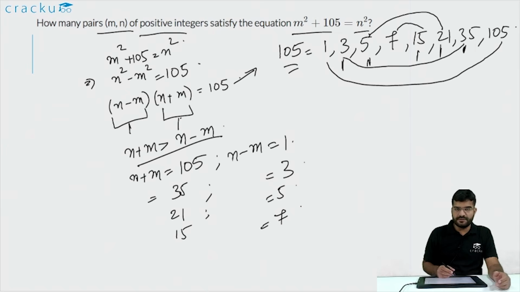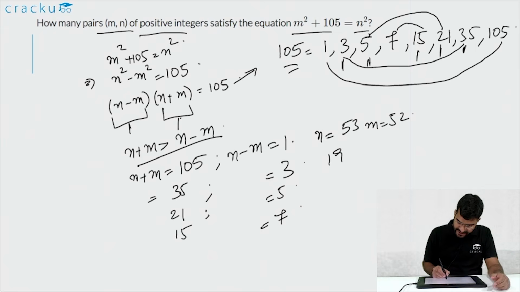Now if you calculate the actual values of n and m using these four equations, you will get that n is equal to 53 and m is equal to 52 in the first case. Similarly, in the second case, n is equal to 19 and m is equal to 16. The third case, n is equal to 13 and m is equal to 8. In the final case, n is equal to 11 and m is equal to 4.